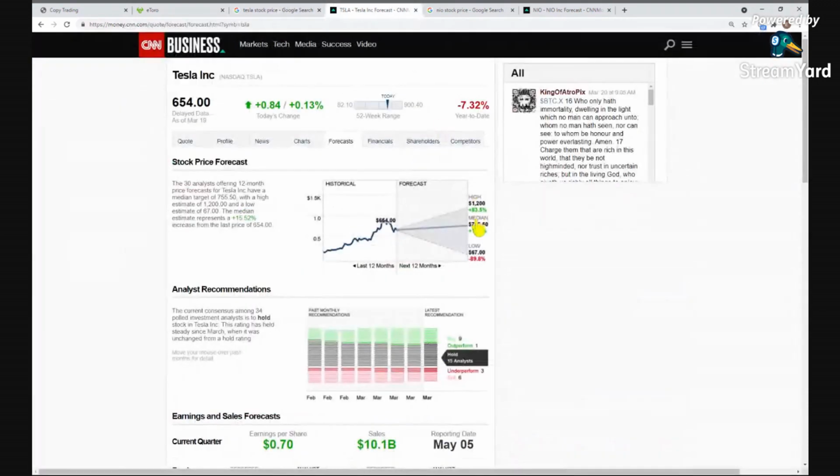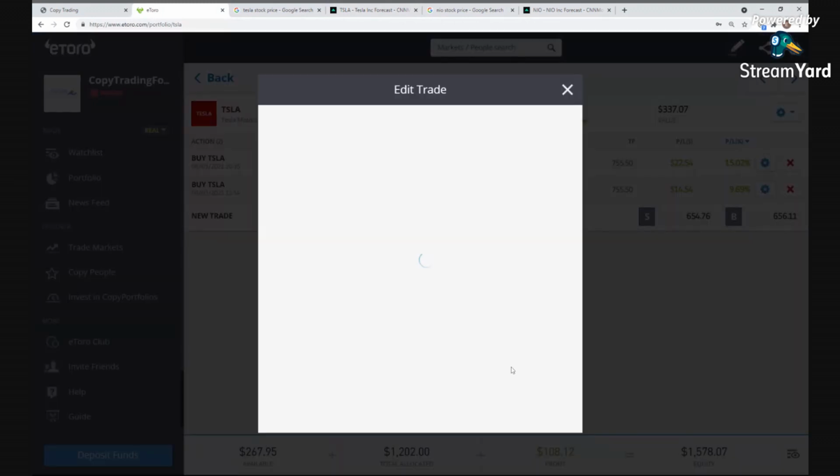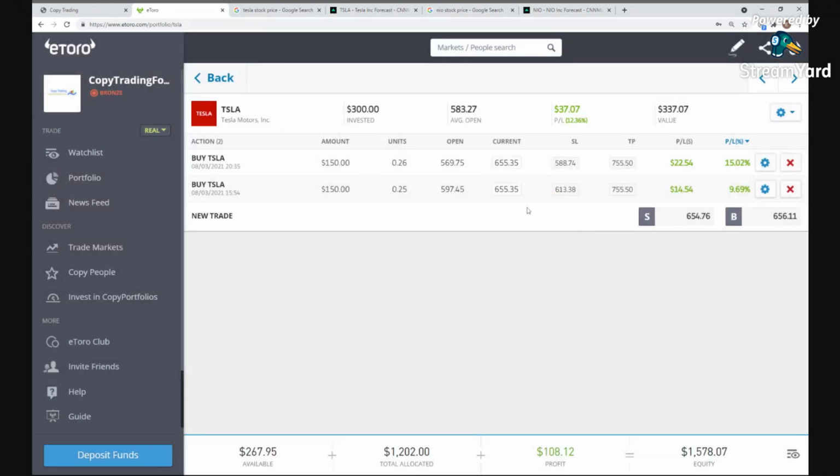If I'm available on that day, I don't have to watch it. But if I am available and I see Tesla is at $740, I can go in and remove the take profit and click no take profit, and that will remove it. And then I can watch the stock price to see if it's going to go up more than that, and then I can take more gains. But this way, I can sit back, relax.